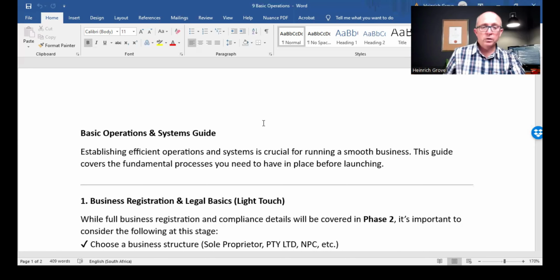Let me jump down to my computer, then I can explain to you guys what I have in plan for you in terms of the basic operations of your business. So the basic operations and system guide.